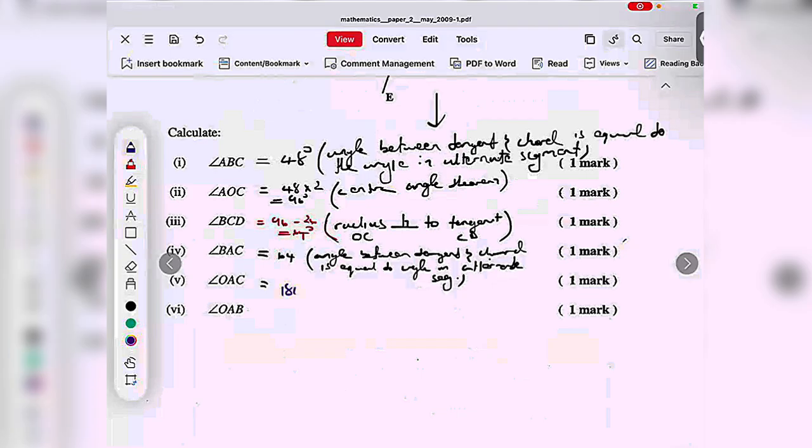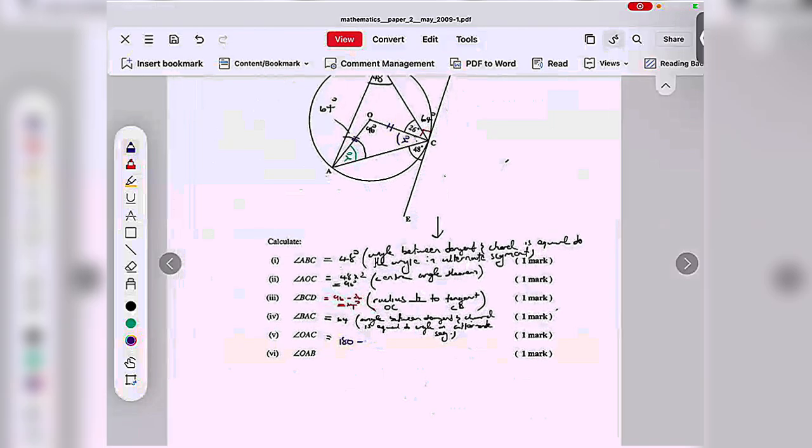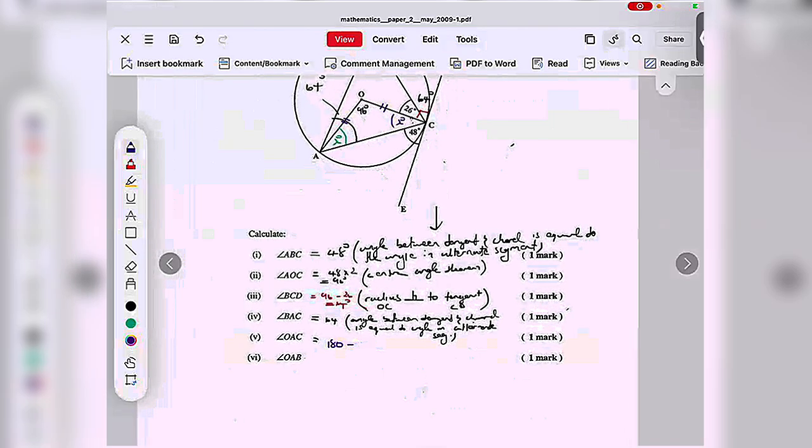Take 48 from 90. 48 comes from the 48 on the outside. It's right on the outside, yes, sir. It's a 90-degree angle. Oh, I saw what you were doing. 42 over there, 42 over the other side.